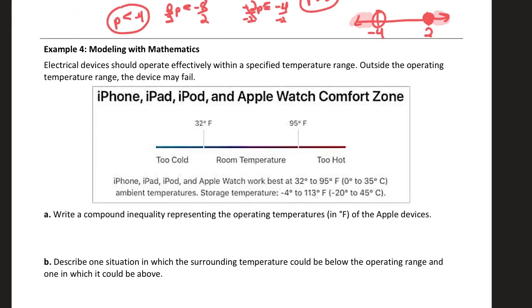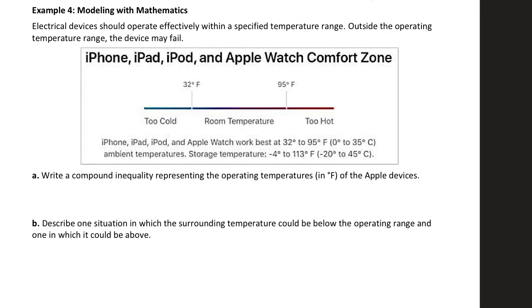So in the last example, it talks about electrical devices that operate effectively within a specified temperature range. So it can be too cold or too hot for the iPhone, iPad, whatever device it is to operate properly. So we're going to write a compound inequality. This is an actual diagram from Apple.